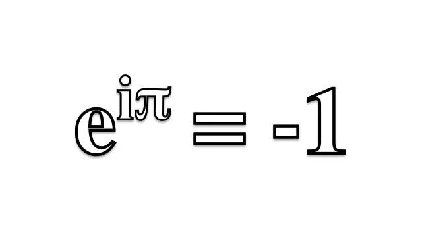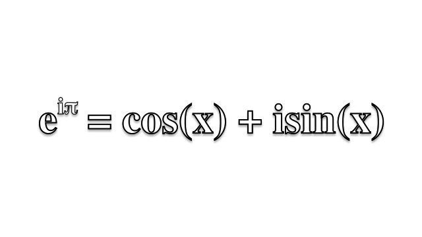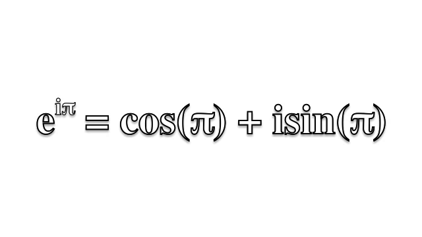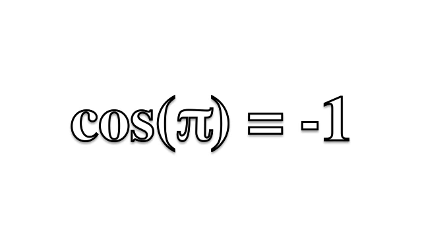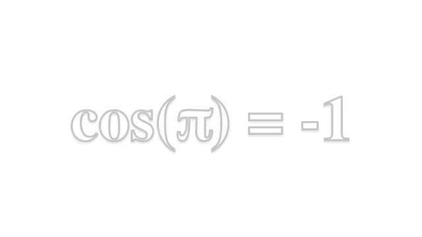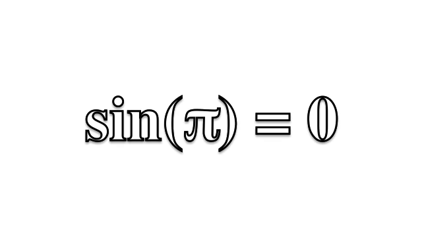Last time, I mentioned Euler's equation, where e to the power of iπ is equal to -1. This is a special case of Euler's formula. e to the ix is equal to cosine of x plus i times sine of x, where x is equal to π. Of course, cosine of π is equal to -1, and sine of π is equal to 0.